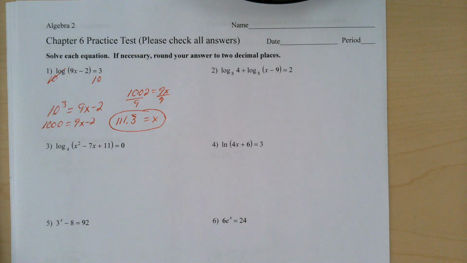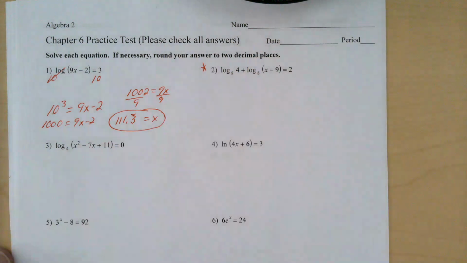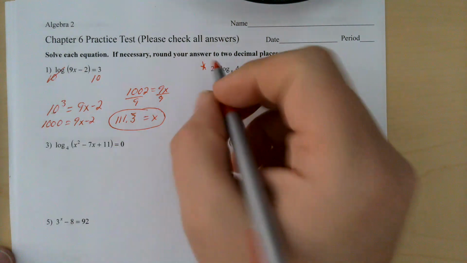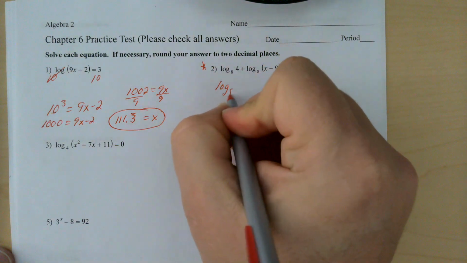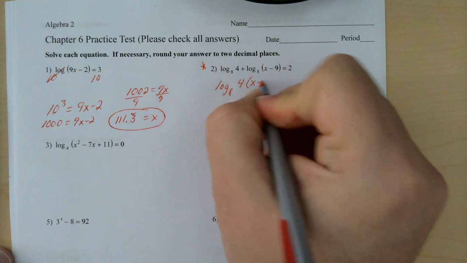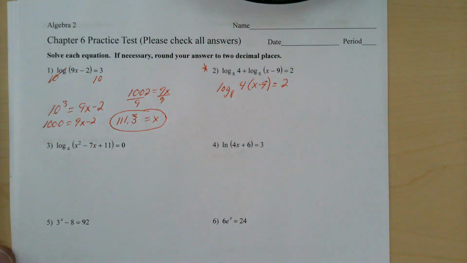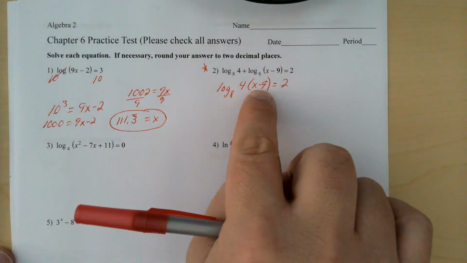For number 2, we talked again about this. If you see multiple logs on one side, we must condense. So star this. You can't solve this. You can't exponentiate. You can't use the definition of log until it is a single log. Since it's a plus, all we have to do is multiply 4 times x minus 9. Again, this is base 8 this time, so it's going to be 8 squared equals this.